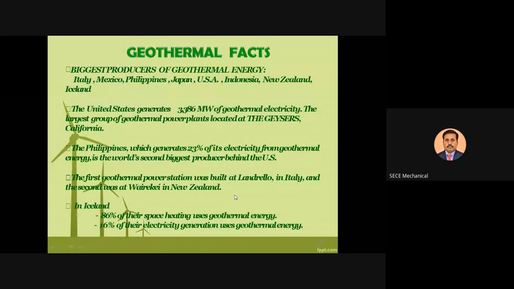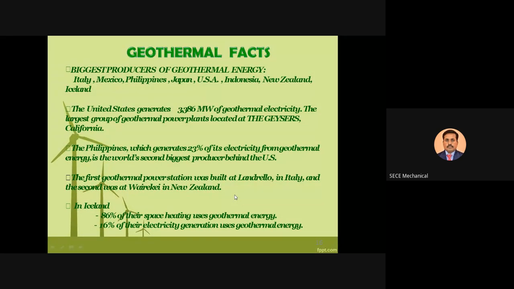The largest group of geothermal power plants is located in The Geysers, California. So in that area, the world's largest power plant is located. In the Philippines, they generated 23% of electricity from geothermal energy. It is the world's second producer, behind the US. So the US is the first producer, at around 3,386 megawatts, and the Philippines produces 23%.